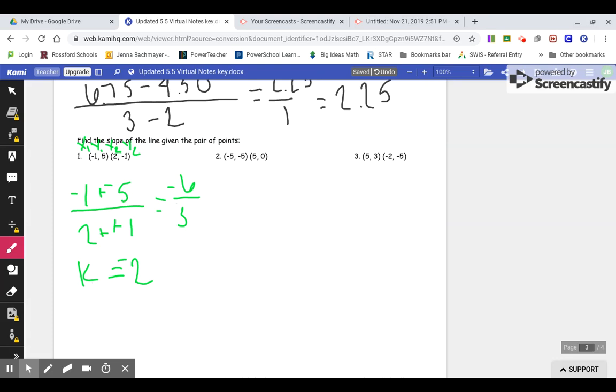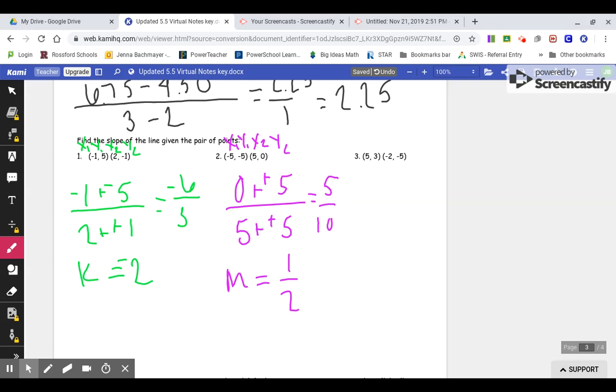All right, let's go ahead and try the second one. So I have my x1, my x2, my y1, my y2. So I'm going to do 0 minus a negative 5 over 5 minus a negative 5. So once again, I'm following my rules. I see a double negative, so I do my plus plus. So I get 5 as my rise. And then 5 minus a negative 5, so do my plus plus, which is going to be 10. So I have 5 over 10, and we should know that equals 1/2. So my slope is 1/2.